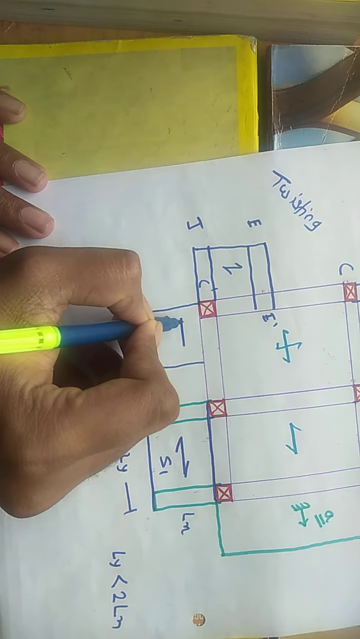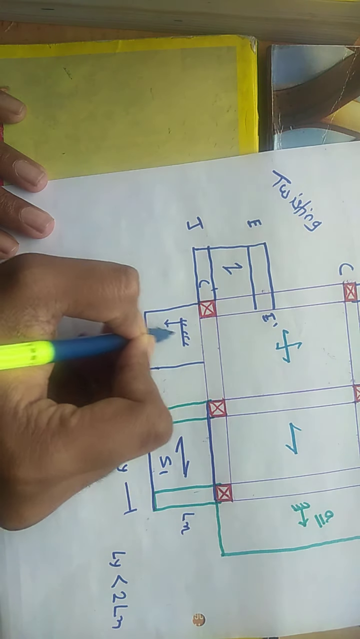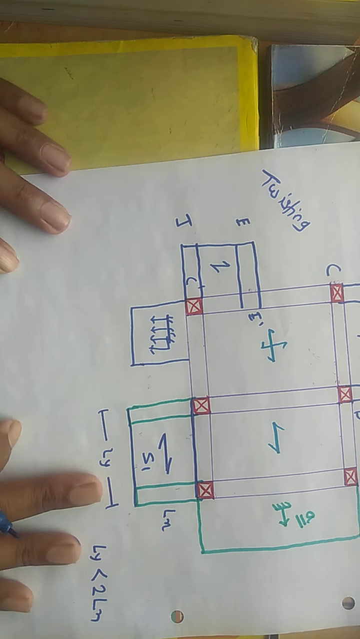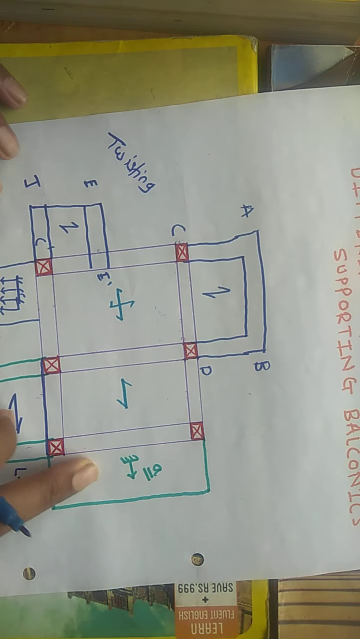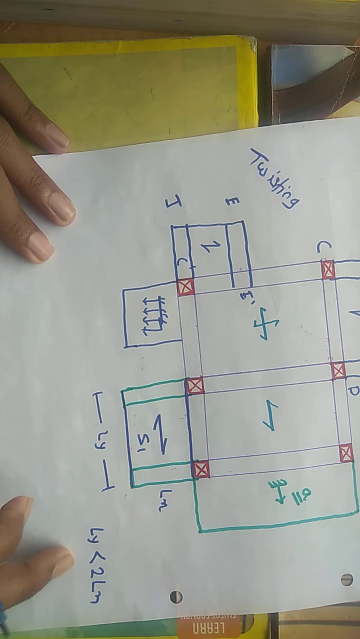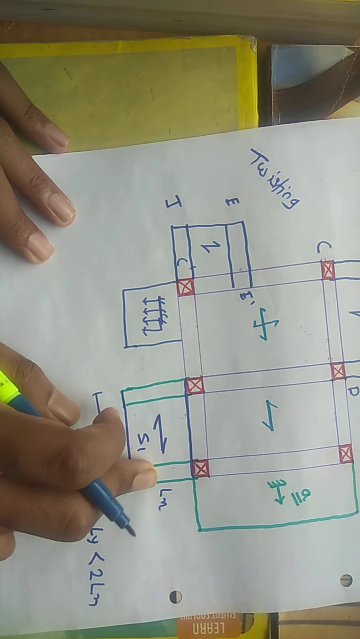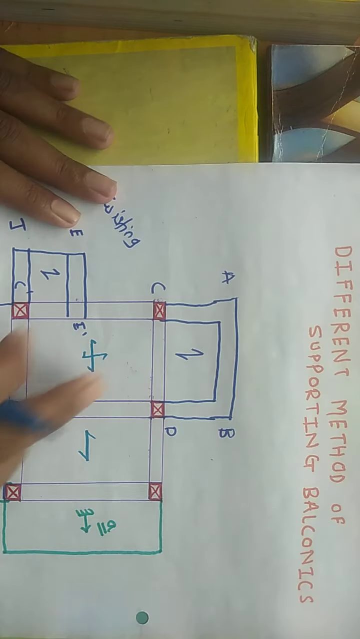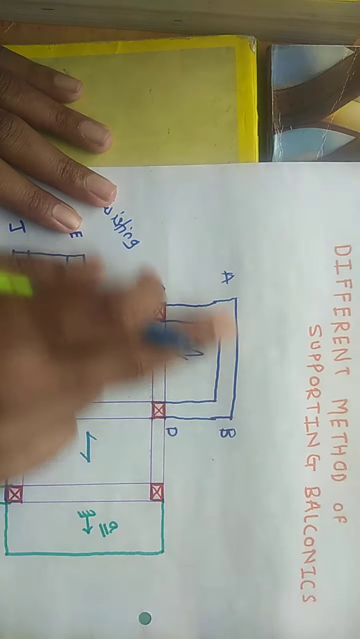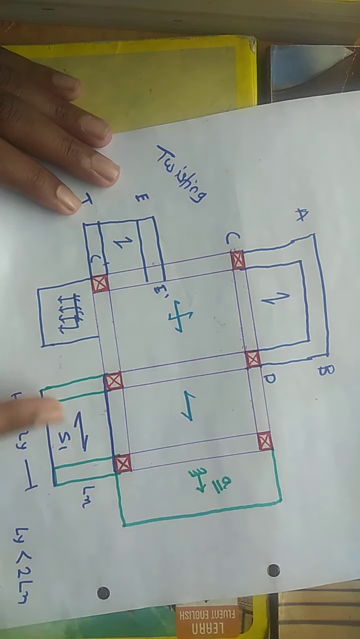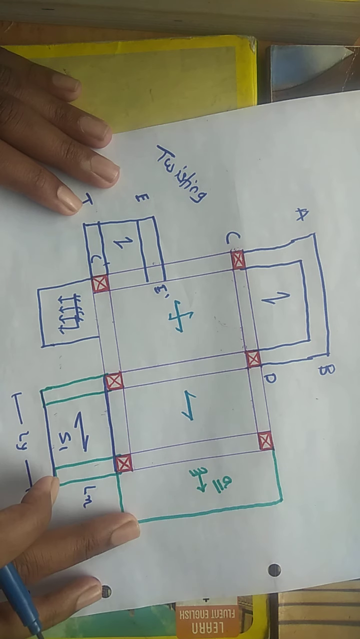This is the way you can do it. Okay, I think you have understood. In this case we have given the cantilever slab. Sometimes if Ly is less than 2 times Lx, then you can extend these beams and give a simply supported slab here. And if the width is greater, then you can provide another beam here. So we have seen here 3 ways of supporting the balconies.